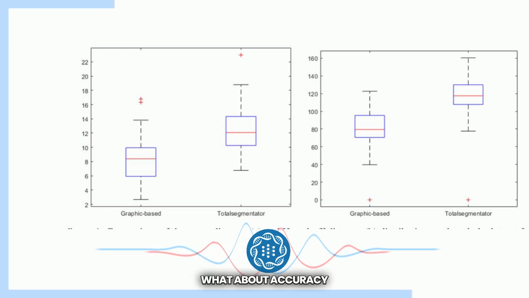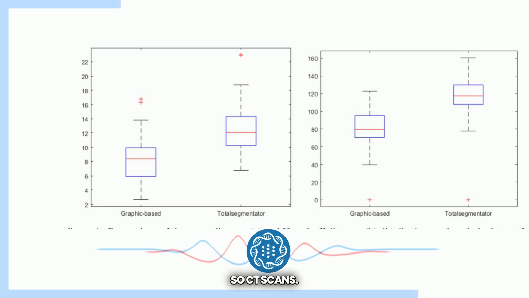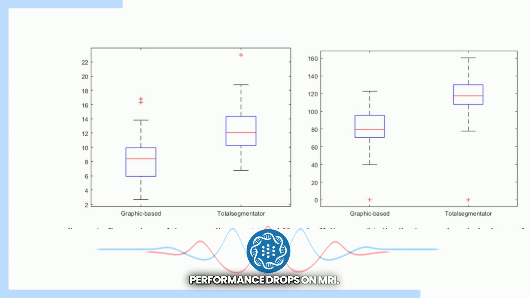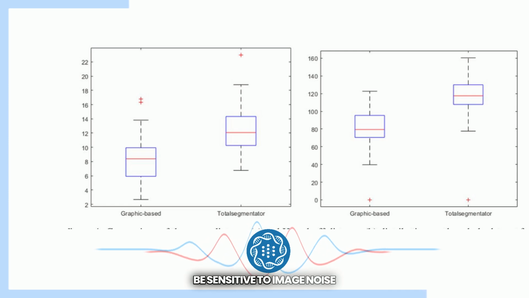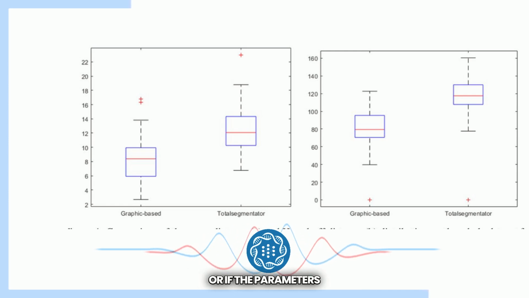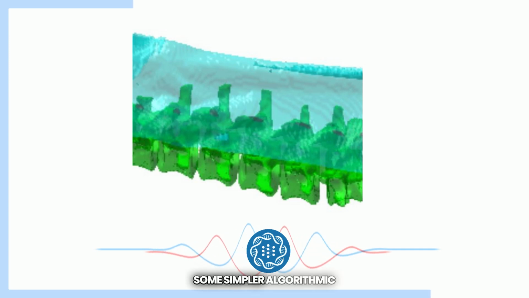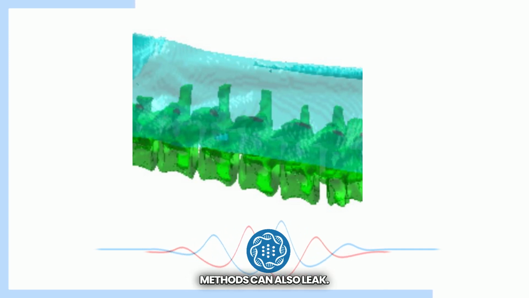What about accuracy and robustness? TotalSegmentator is very accurate on data like its training data, so CT scans. But, like we said, performance drops on MRI. The graphics method can be very accurate if you tune it right, but it can be sensitive to image noise or if the parameters aren't quite perfect. Some simpler algorithmic methods can also leak, like the segmentation might spread where it shouldn't.